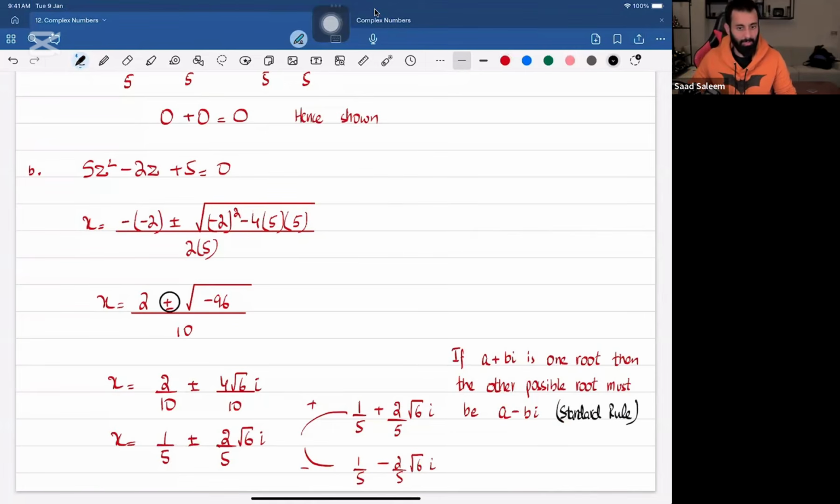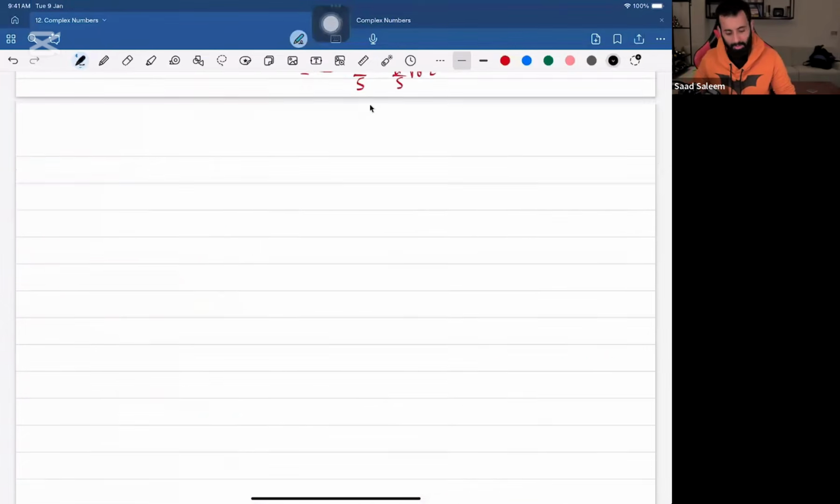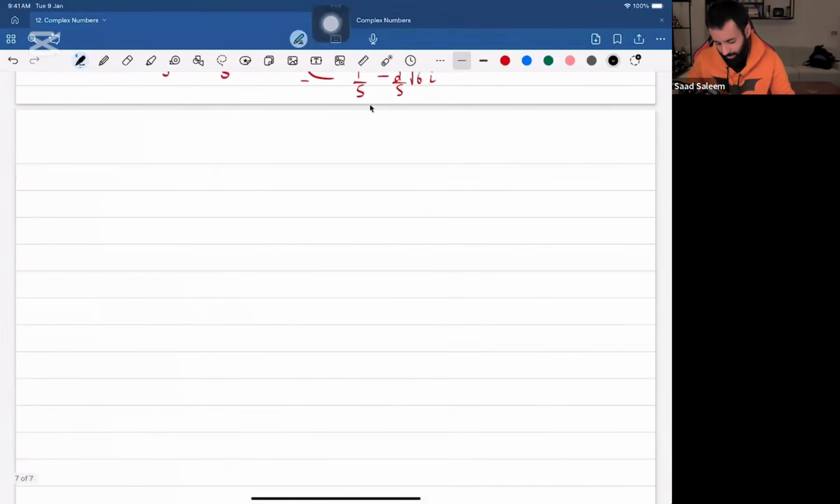Okay, now one last concept and then we're done. And that is a lengthy one, and that's square root of complex numbers. Okay, how do we find out square root of complex numbers?